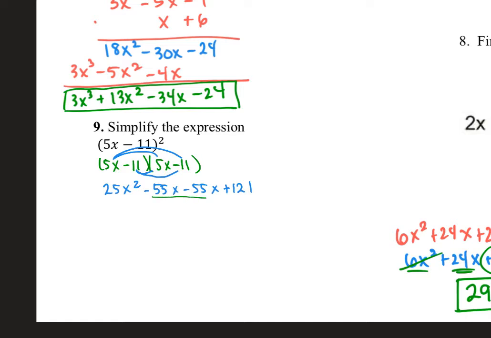Okay, now we can combine like terms. So 25x squared, 55 and 55 is negative 110x, and then plus 121.